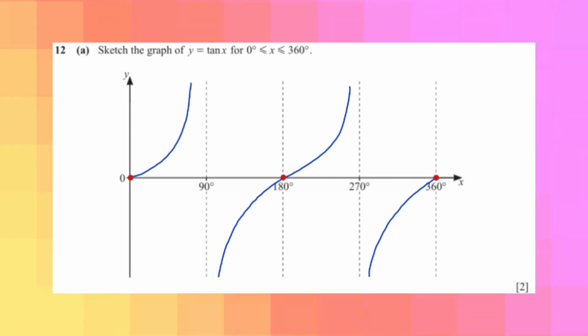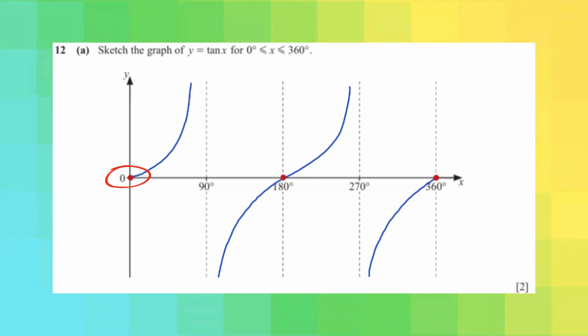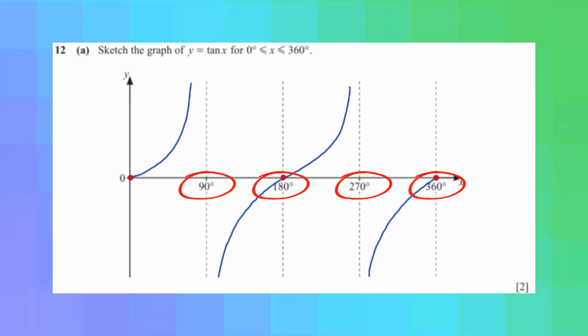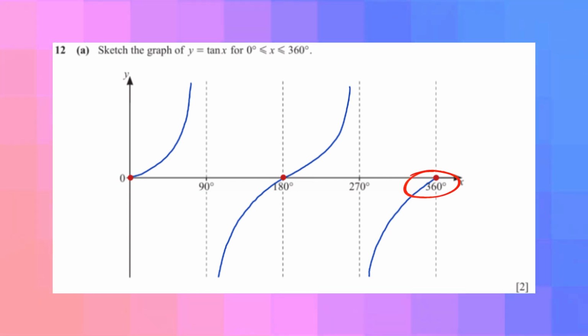This means that we can find the corresponding y values of these x values using the tangent of x. For instance, to find the corresponding value of y when x is 0, enter the tangent of 0 in the calculator. This gives us 0. So when x is 0, y is 0. Then we repeat this for the rest of the values here. This gives us y equals 0 for when x equals 180 degrees, and y equals 0 for when x equals 360 degrees.